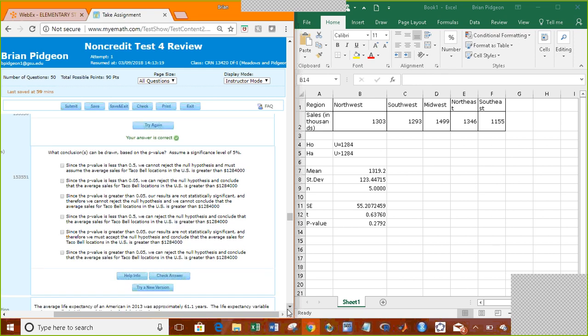But the conclusions out of this one are the exact same. Because our p-value is greater than 0.05, we fail to reject the null and say that the average annual sales is still about 1,284,000. So the p-value is greater than 0.05. Our results are not statistically significant, and we cannot reject the null hypothesis, and we cannot conclude that the average sales is greater than that. There we go.